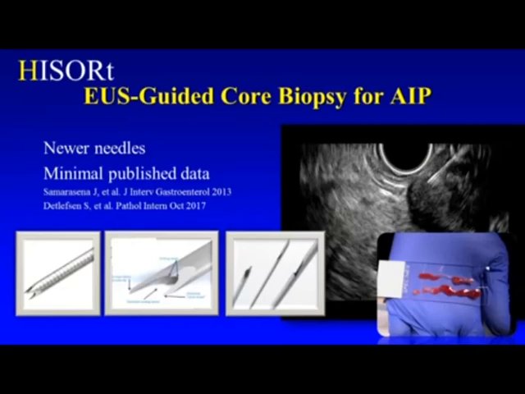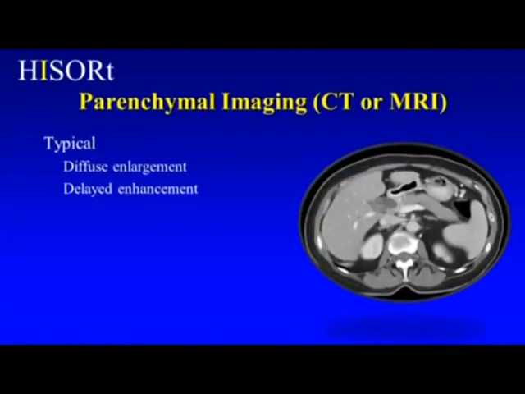And so we're really waiting to see whether these newer needles can obtain adequate material, but I think most of us who do this presume that it will, just based on the gross appearance of the material that we get in the room. So moving on from H to I, imaging, there's both parenchymal and ductal imaging that we look for with autoimmune pancreatitis.